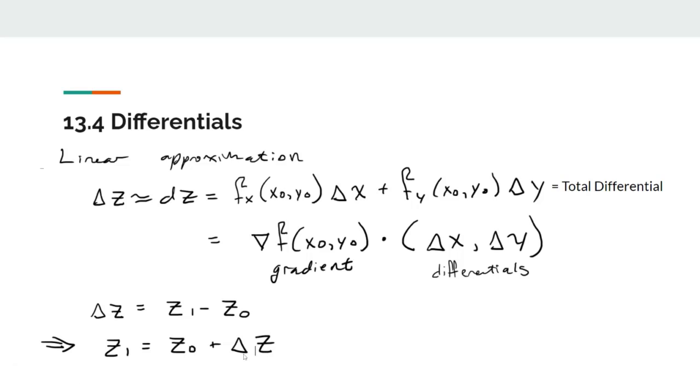Well, we need to approximate this delta z, the small change in z. We want to see how much z is changing as we take a small step away from our point x naught, y naught. And then we have this formula, which turns out to be this gradient dot product with the differentials, how much we're changing x, how much we're changing y.